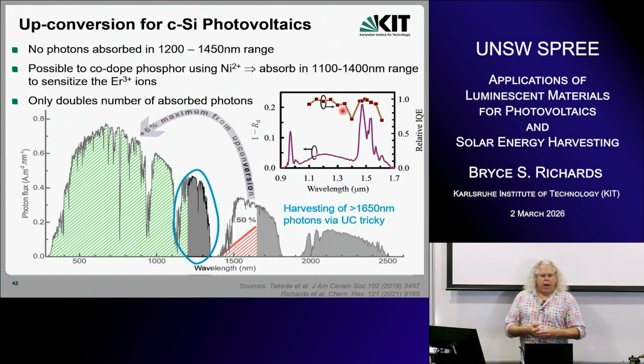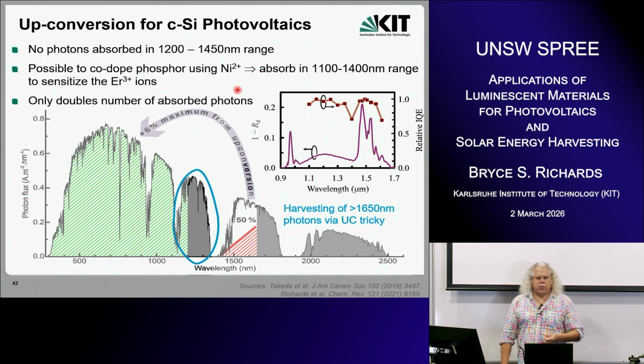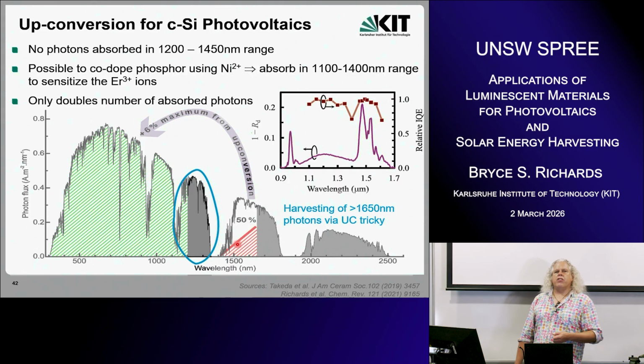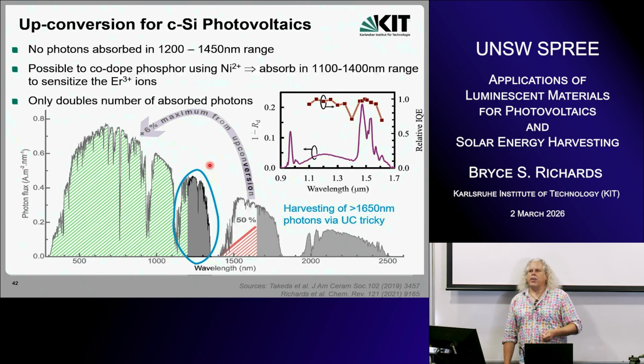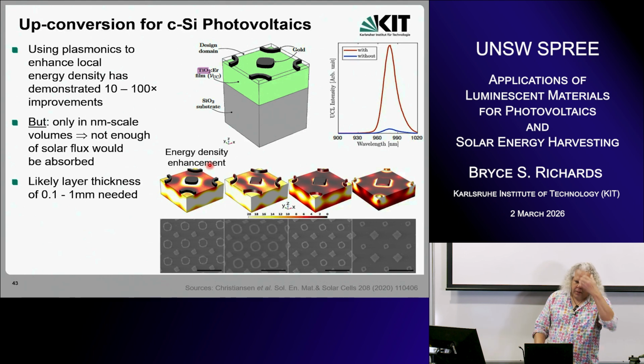We thought briefly about doing sensitization. In our spectrum, there's a region where we're not absorbing these photons. What could happen there? Well, there is the possibility of using other metal ions, for example nickel, which can absorb in this 1100 to 1400 nanometer range. They can pass the energy to the ytterbium ion, which then does the upconversion. But a quick look at the maths, and yes, you can probably double the number of photons in your system, but you're not going to get the factor of 100 enhancement that we would be looking for.